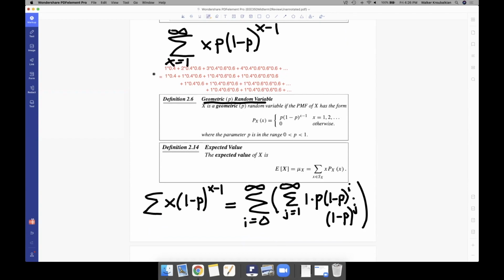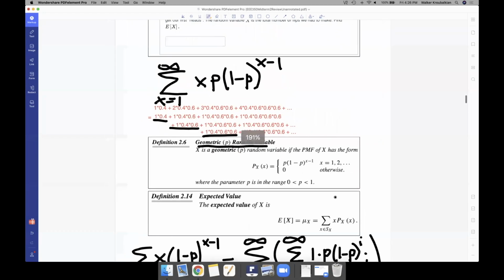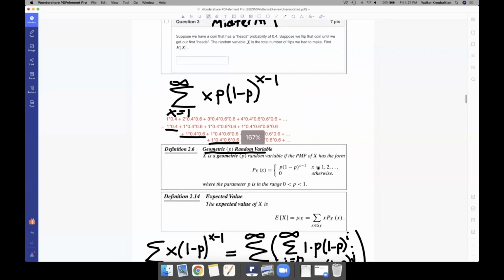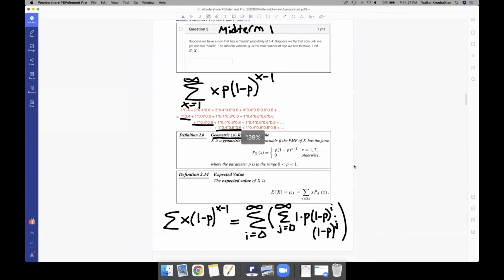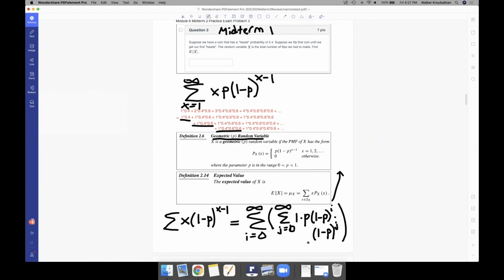When i is 0, we're talking about this upper row, because the first term doesn't have a factor of 0.6. When i is 1, we're talking about the second row, because the first term does have a factor of 0.6. I guess j should also go from 0 to infinity. So we're taking an infinite sum of infinitely many geometric series. Sorry if this is all too complicated, don't worry, all you really need to know is the final answer. We can evaluate this inner sum because it's an infinite geometric series, and the common ratio is 1 minus p.